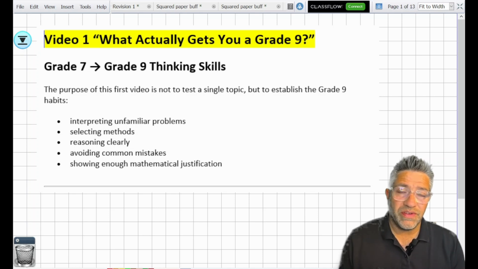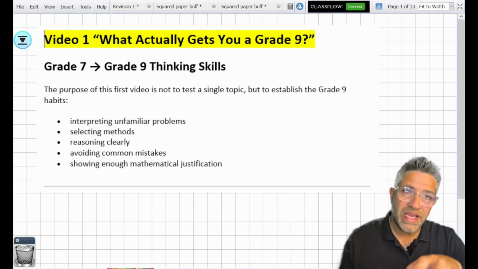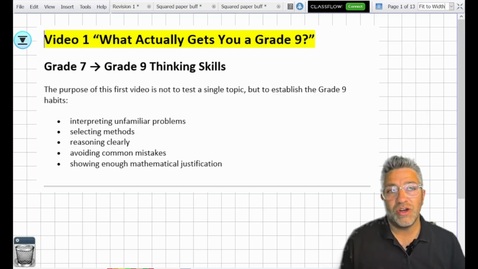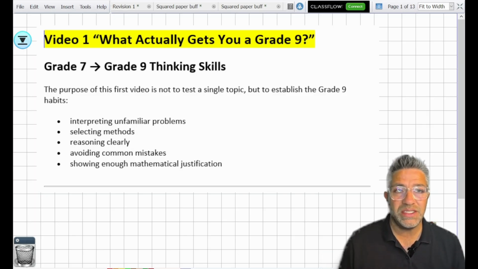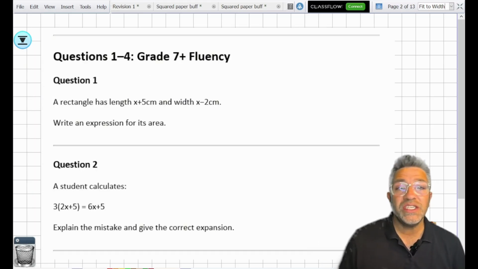Now, to address each of those 5 bullet points, we've prepared a series of questions. I think we have 10 or 11 questions, and we're not only going to address the bullet points, but also systematically show how the grade level of difficulty changes when addressing these thinking skills, if you are a pupil that is really aiming to achieve the very highest grade. If we look at the first set of 4 questions, these are grade 7 onwards, and mathematical fluency.